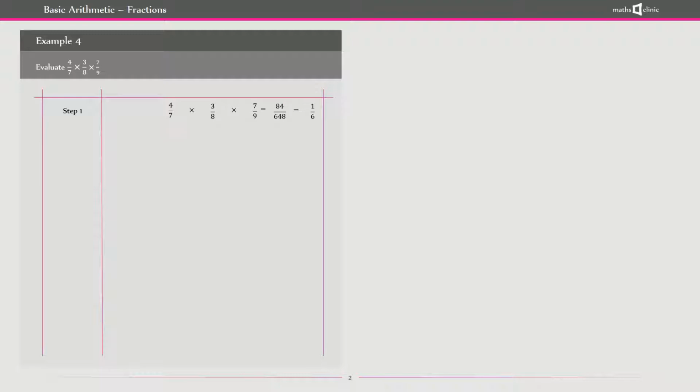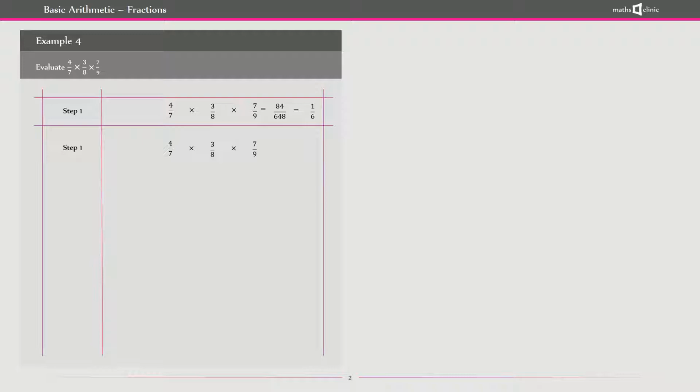Now this is the idea, but here's a better approach. Here's a better way to go about it. So it's the same step 1. We want to multiply 4 over 7, 3 over 8, and 7 over 9. All right, now here's something you can do. We can actually start breaking these fractions down before we multiply them. We can start crossing out before multiplying, because we're working with all the numerators and all the denominators now. And let me just do it so you understand what I'm talking about.